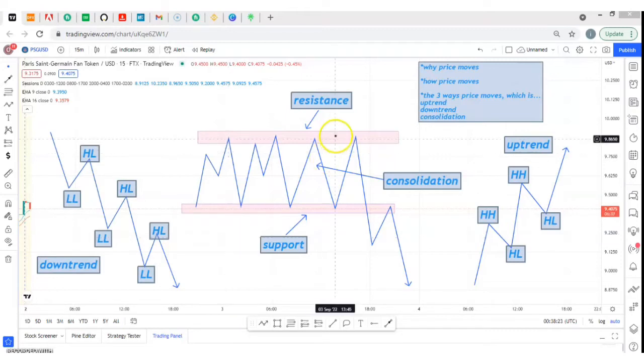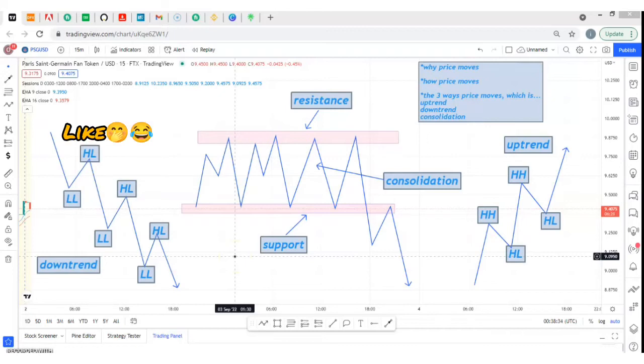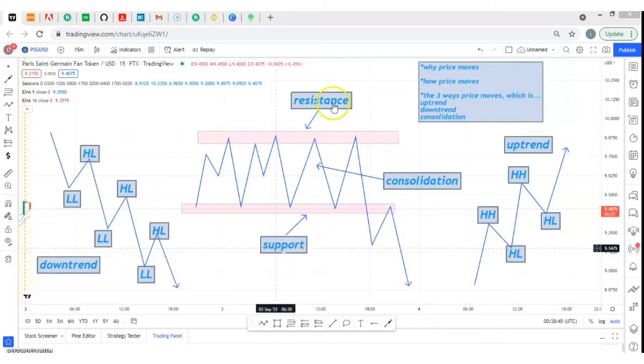So yeah, first, why price move? Price move because of support and resistance. Now, don't get me wrong, there are so many reasons why price move, but support and resistance is the most relevant. So yeah, support and resistance. The next thing on the list is how price move. Price move in a form of zigzag manner.